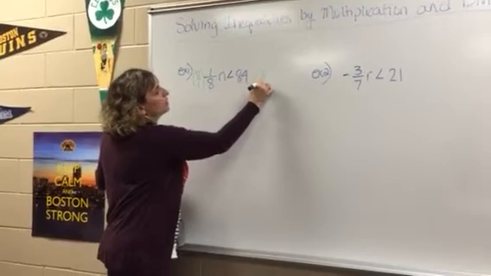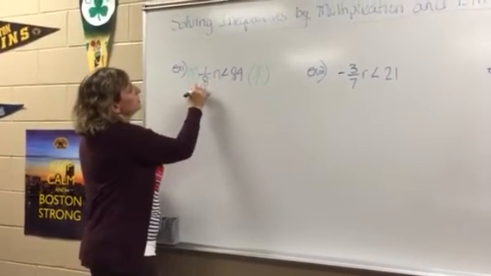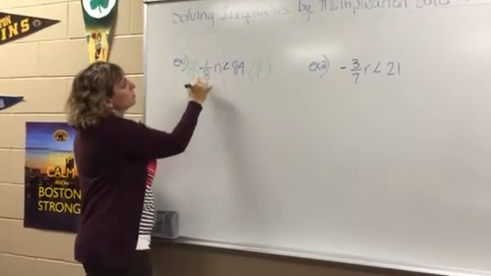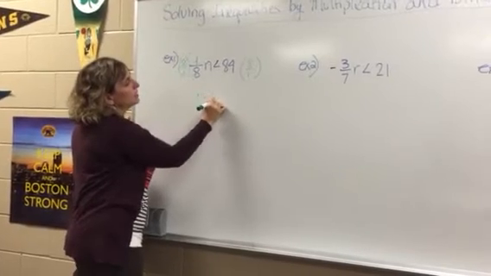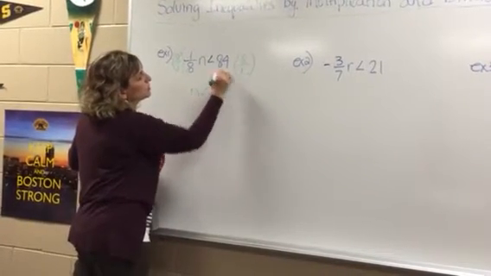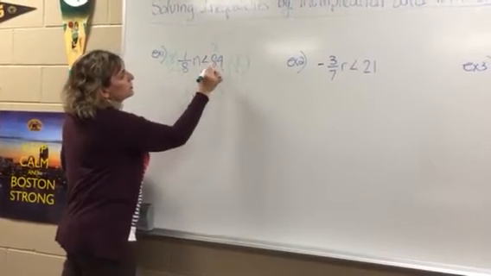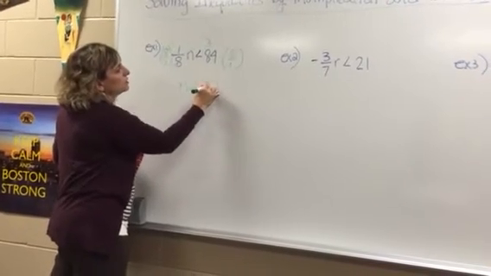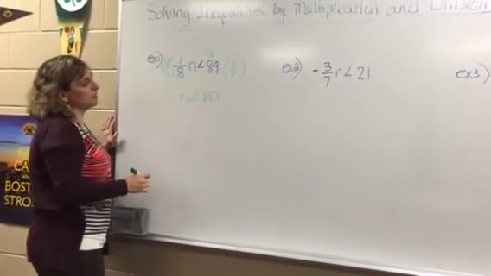Whatever we do to one side, we have to do to the other. That's going to cancel out, all to 1. So you get n is less than 8 times 84, which is 672. Carry the 3, 64, 65, 66, 67. Okay, so n is less than 672.